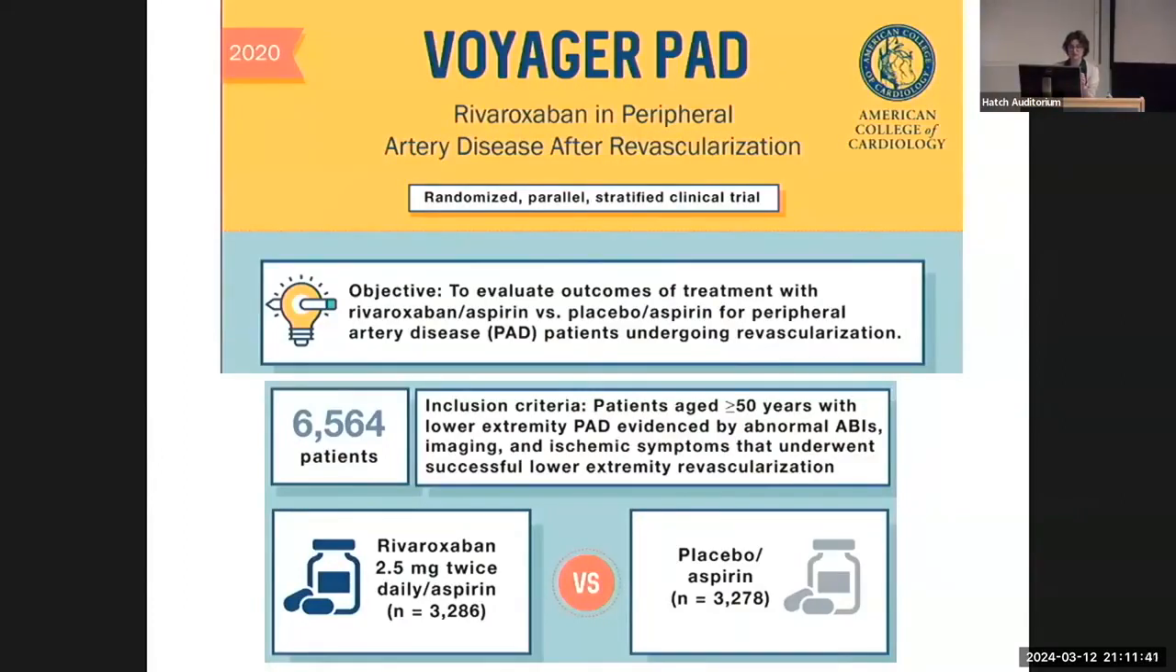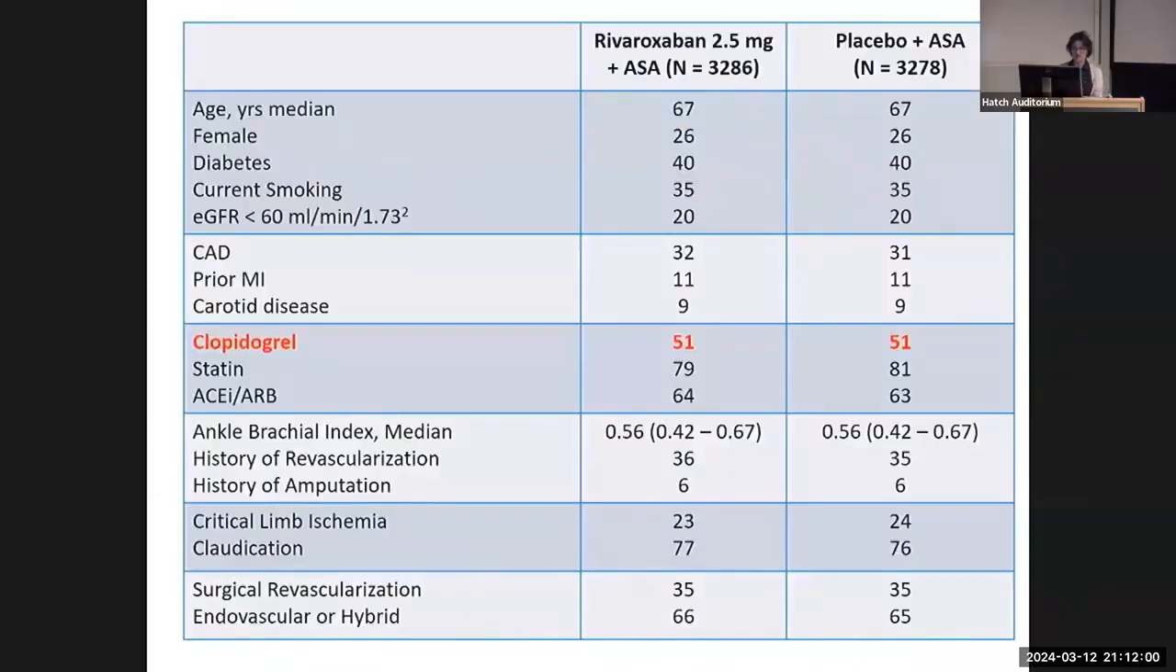This study was looking at low-dose rivaroxaban with aspirin versus aspirin alone after peripheral revascularization. And for the reasons I outlined, it didn't compare low-dose rivaroxaban and aspirin to DAPT, which was one of the main criticisms of the trial. But these patients were referred. Here's the breakdown of the patients. Up to 50% ended up getting clopidogrel therapy on top of their assigned treatment group.